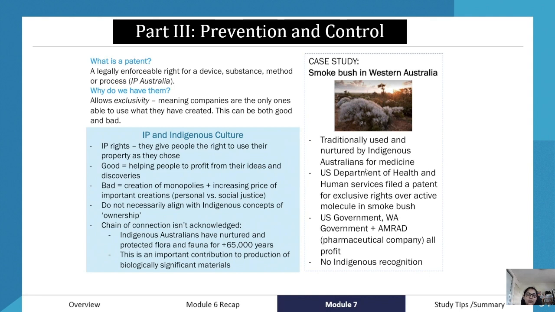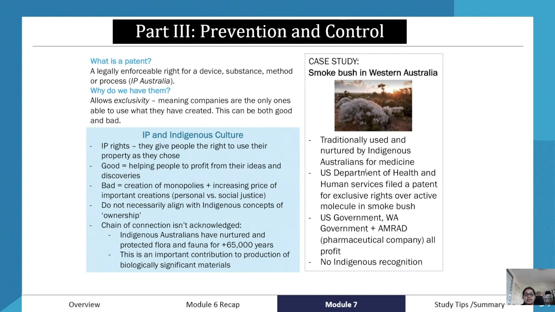And when we talk about patents, it does not necessarily align with the Indigenous concept of ownership. So the chain of connection isn't acknowledged. Indigenous Australians have nurtured and protected flora and fauna for 65,000 plus years, and so it is an important contribution that they have given to science and medicine.